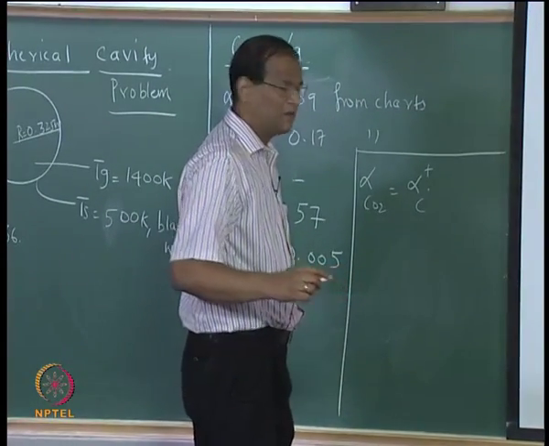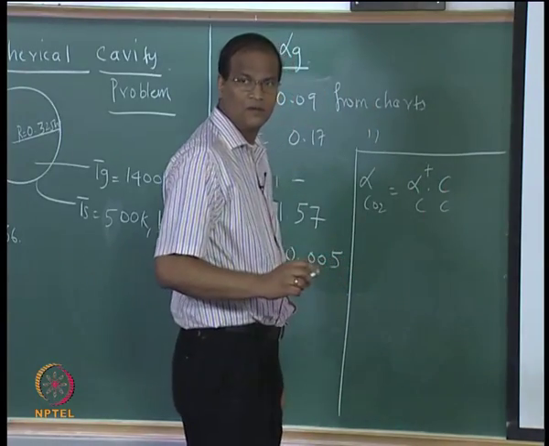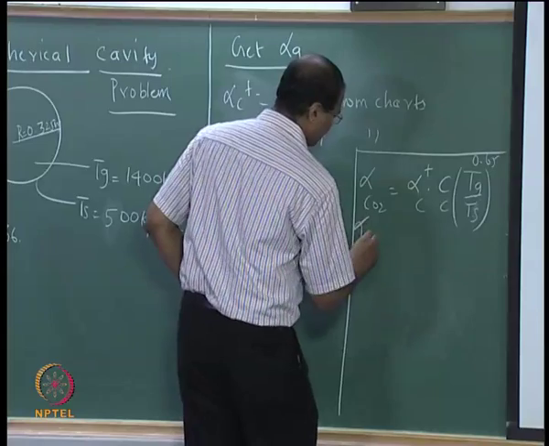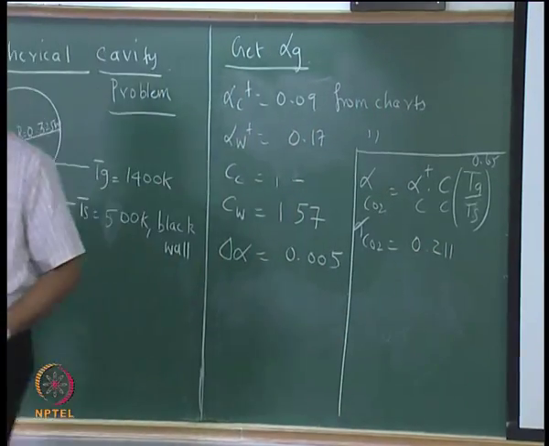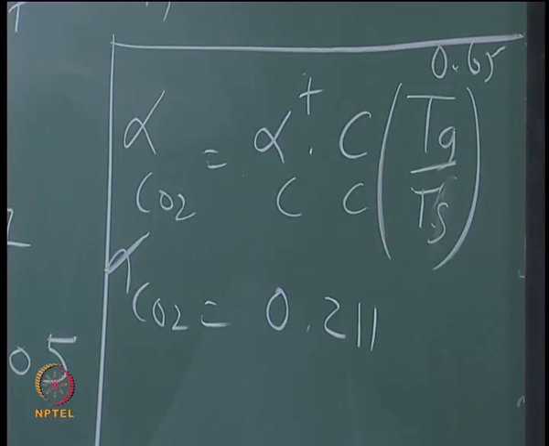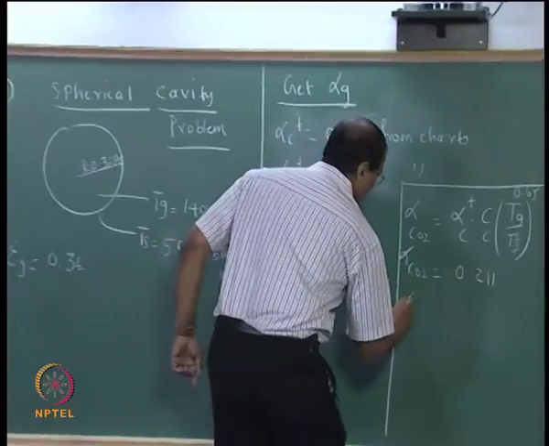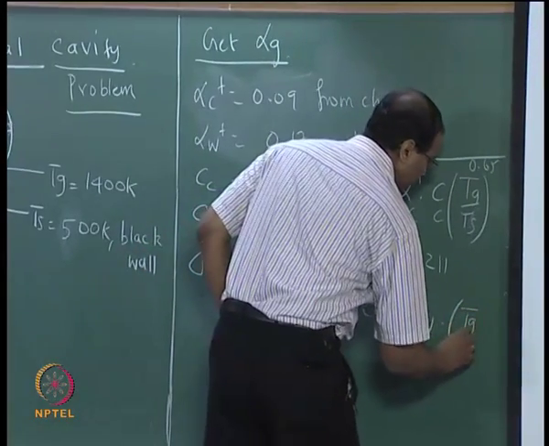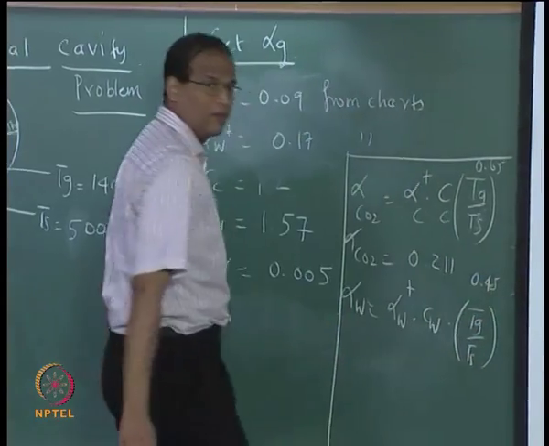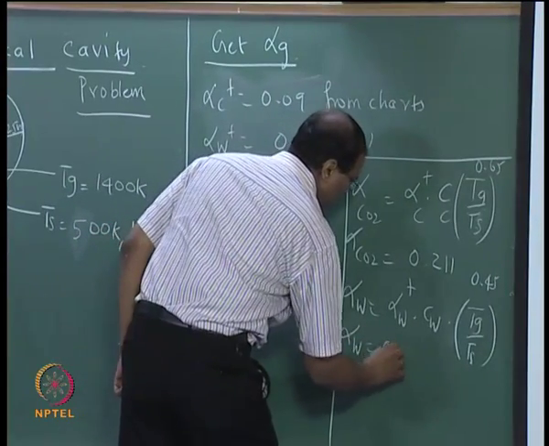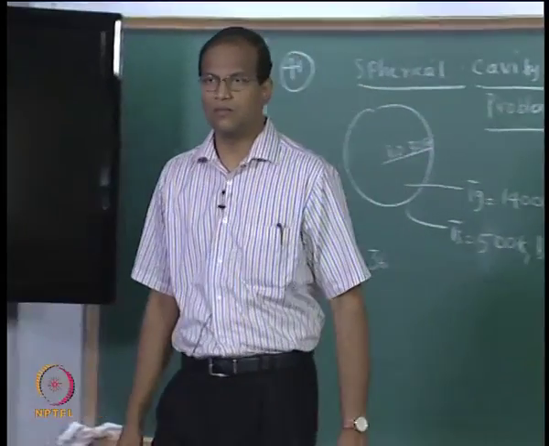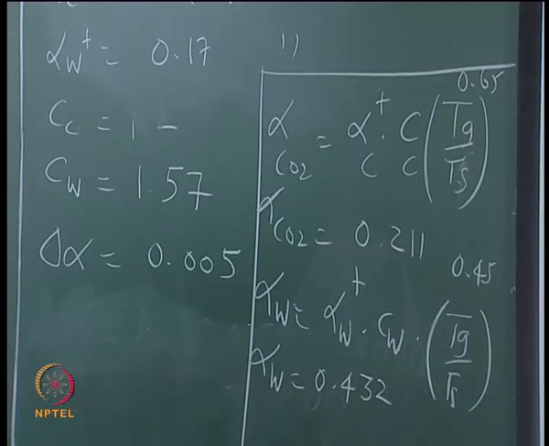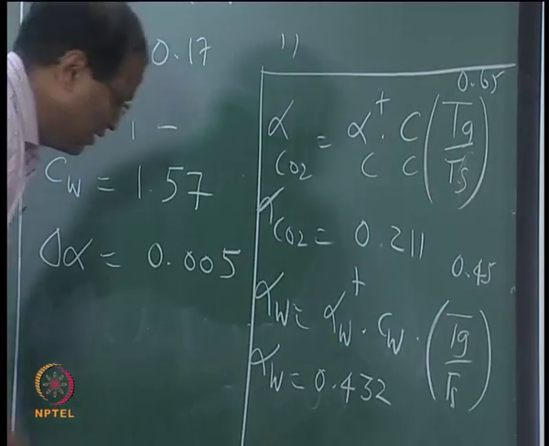Correct, alpha c plus multiplied by that power. What is this now? This is the procedure. First get without multiplying any scaling factor whatever, likewise. This will be Tg by Ts to the power of 0.45. Because I was expecting an alpha of W of 0.6. Are you getting? Okay. Sorry, alpha g of 0.6.